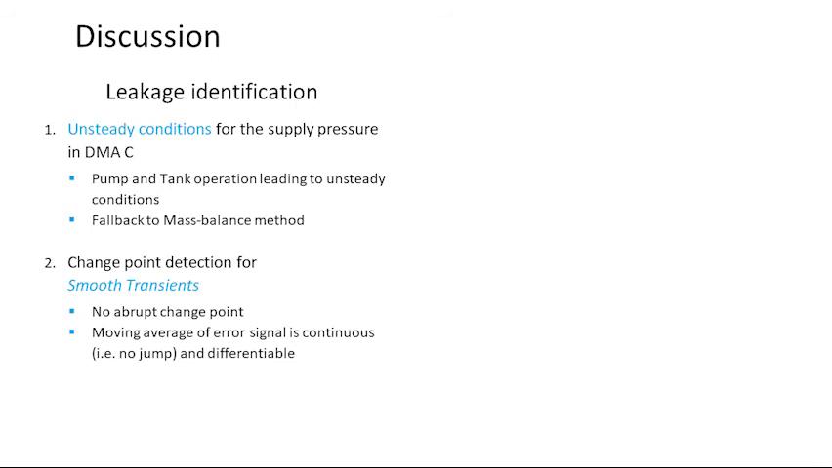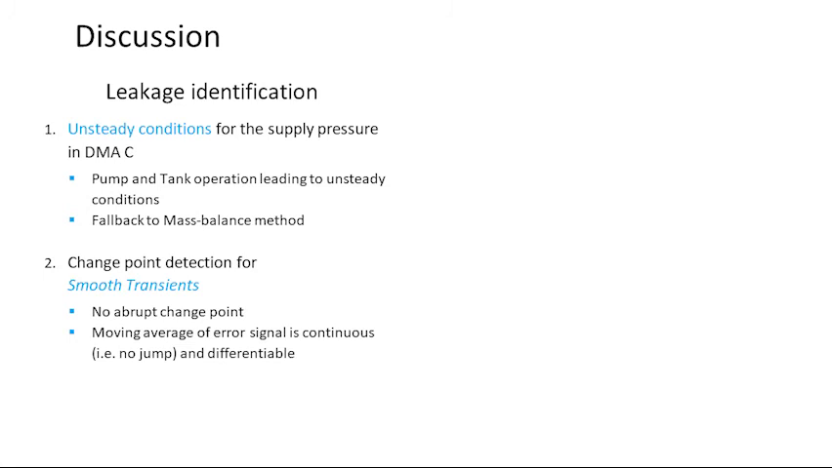Firstly, during the process of leakage identification, unsteady supply pressure conditions in DMA-C due to the pump and tank operation rendered the application of the regression method unsuitable. Instead, we needed to fall back to analyzing the mass balance, which was possible as in DMA-C 82 out of the 92 nodes were equipped with AMR technology.